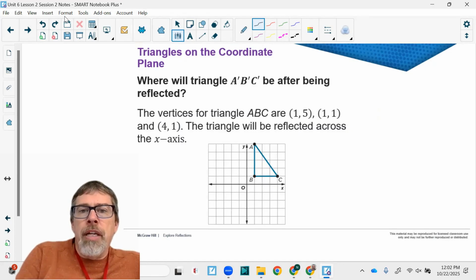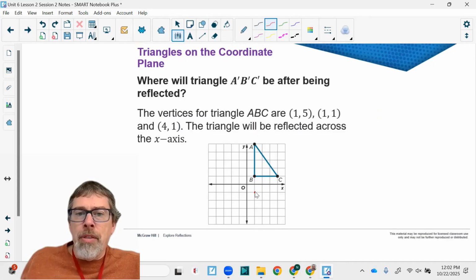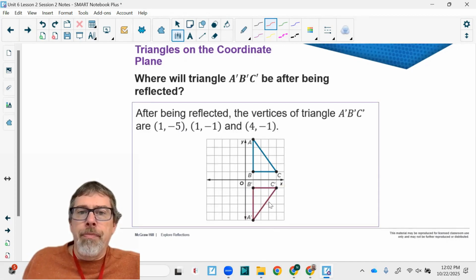So the vertices of triangle ABC are (1, 5), (1, 1), and (4, 1). The triangle will be reflected across the x-axis. Where will they be after being reflected? Okay, we've already kind of gone over this multiple times. So this is B prime. This would be C prime. They're both 1 away from the x-axis, and A prime would be way down here. And there it is. So after being reflected, the vertices of triangle A prime, B prime, C prime are (1, -5), (1, -1), and (4, -1). So (x, -y), (x, -y), (x, -y).